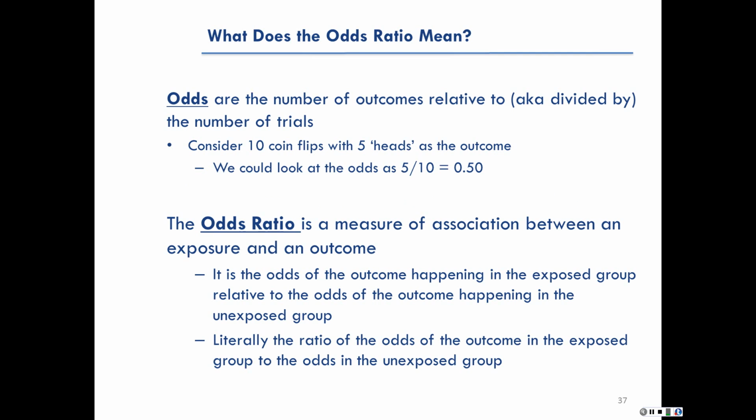So what does the odds ratio mean? It's easy enough to give the formula, right? Odds are the number of outcomes divided by the number of trials. Consider 10 coin flips where you had 5 heads as the outcome. You could calculate the odds as a 5 in 10 chance of getting heads, or 0.50. So that's the odds. The odds ratio is a measure of association between an exposure and an outcome, and so there's a ratio involved. It's the odds of the outcome happening in the exposed group relative to the odds of the outcome happening in the not exposed group. Literally, we're taking the ratio of the odds of the outcome in the exposed group divided by the odds of the outcome in the unexposed group.